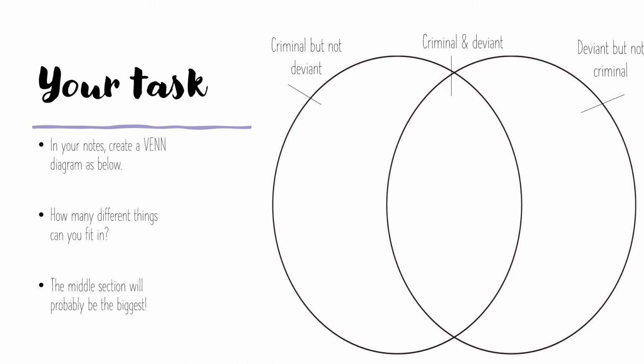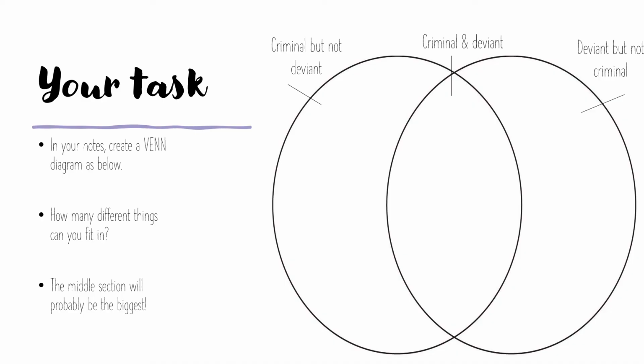So you'll end up with one part of your Venn diagram that has things that are criminal but are not deviant. That's the trickiest one to find examples of. What things might land you in trouble with the police but aren't necessarily seen as wrong by the rest of society? Middle, criminal and deviant. This one is likely to be the biggest section, so make sure when you're drawing out your Venn diagram that it has the most room.